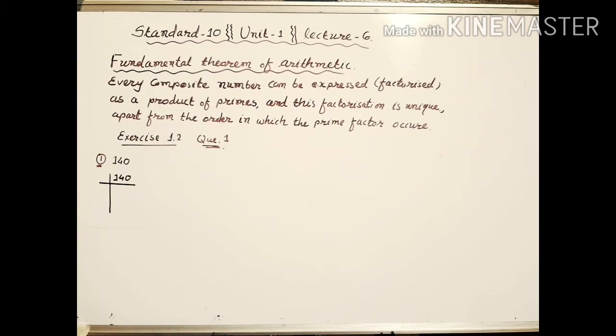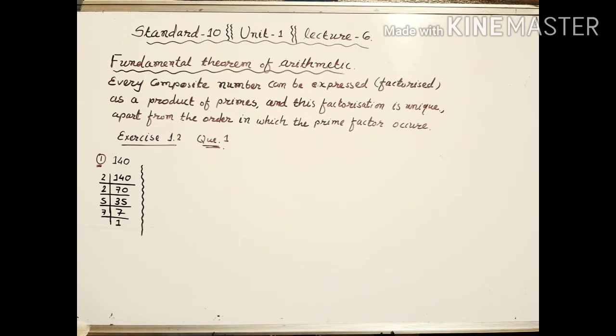As 140 is an even number, it can be divided by 2. So let's divide it by 2. When we divide 140 by 2, we get 70. 70 is also an even number, so it can also be divided by 2. So we get 35. Now 35 is not divisible by 2. Its factors are 5 and 7: 5 sevens are 35. So let us divide it by 5. So we got, as a factorization, 5 sevens are 35. Now 7 is divisible only by 7.